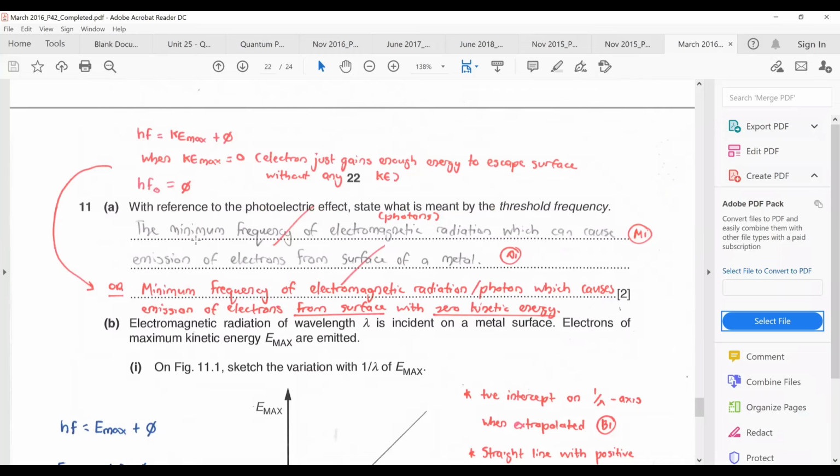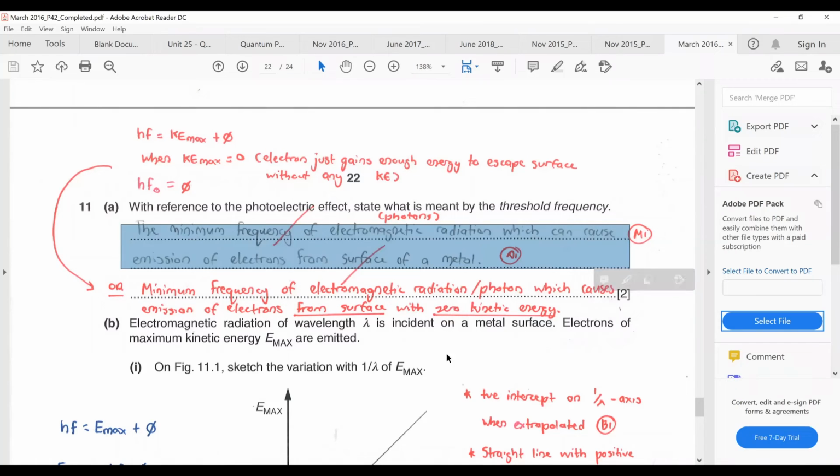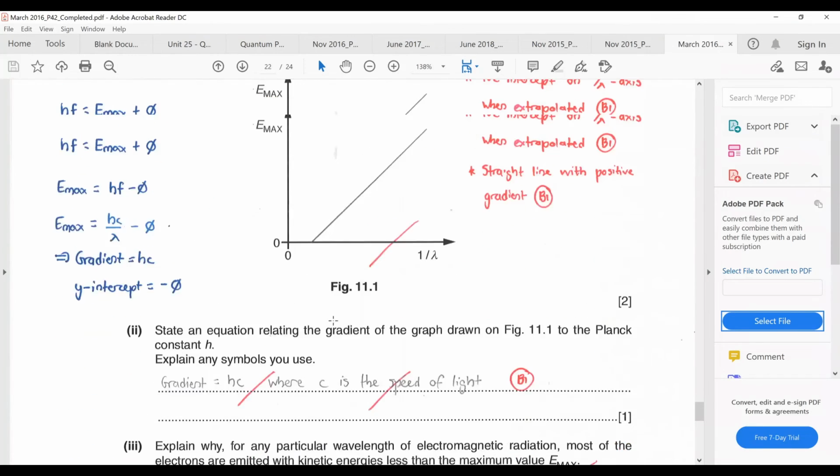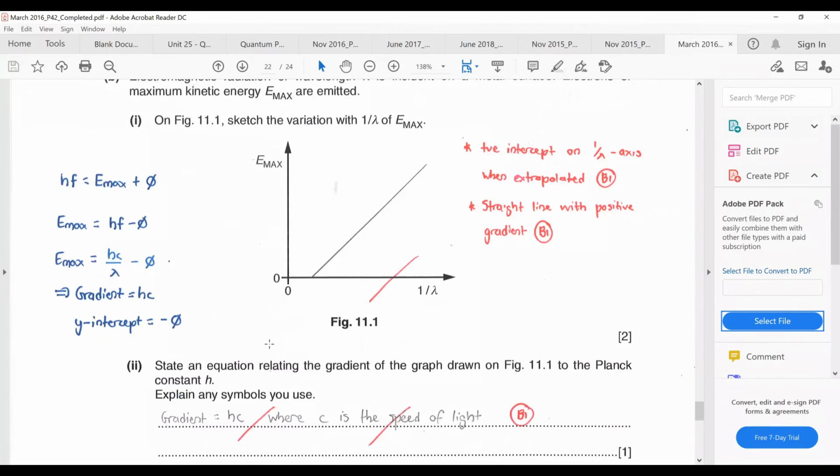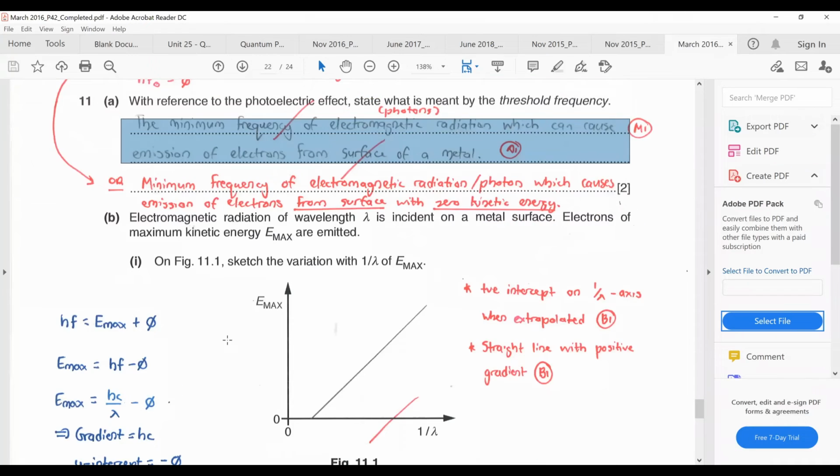Now, what is meant by threshold frequency? We just did that. The minimum frequency of EM radiation that can cause emission of electrons from a metal surface. So this one, I'll just keep it. You just copy from the notes when you have the time.